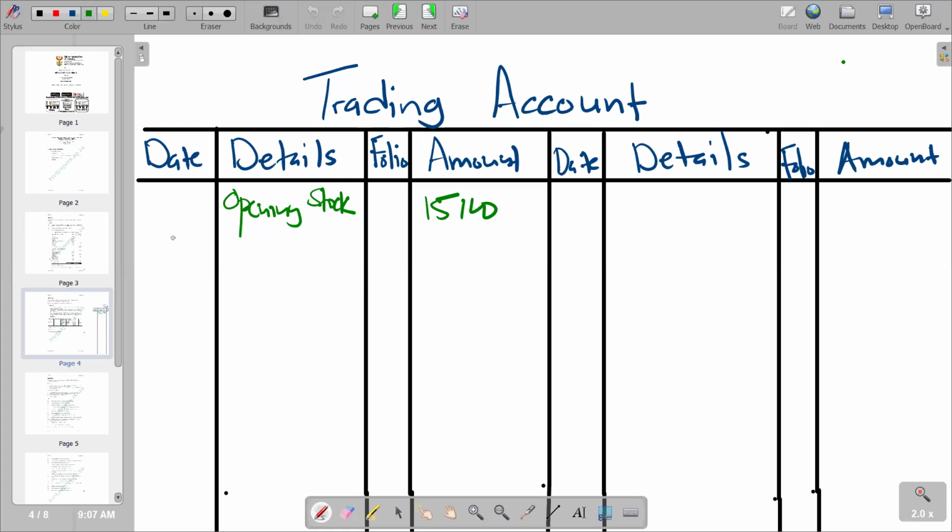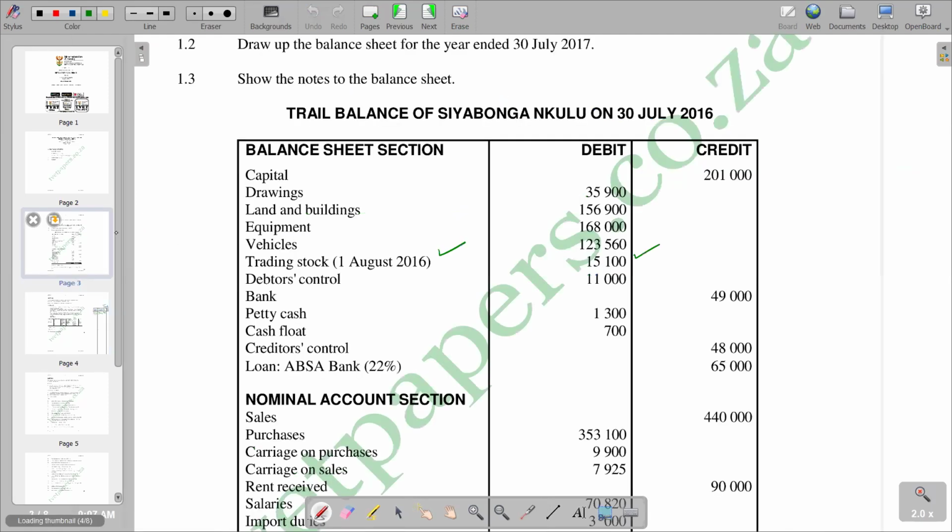Remember, this trading account is prepared at the end of the financial year. So our year is ending 2017, July 30th. This is our date, which is also going to apply on the credit side, where we are saying 2017, July 30th.